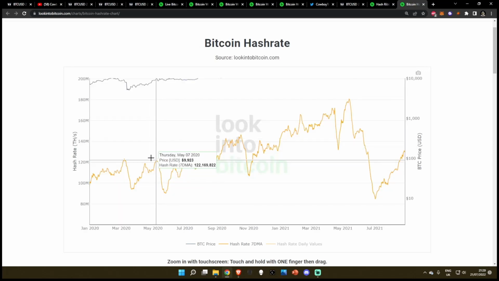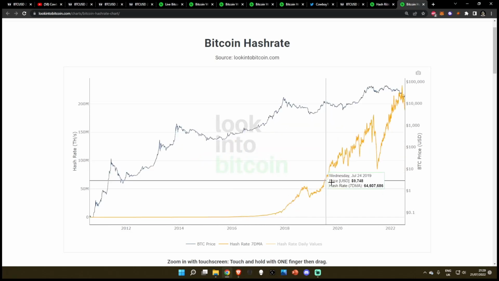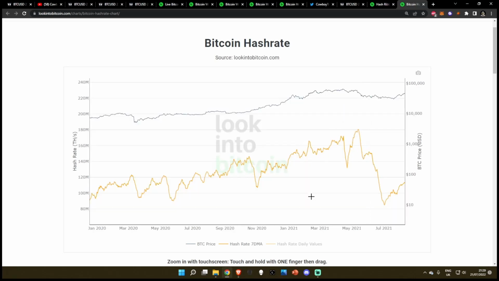You have these massive swings down, swings up, swings down, swings up, swings down, swings up, and when you correlate this over to the price action, you'll sometimes notice the price action is really not as volatile as the hash rate, and that makes sense because the hash rate is a leading indicator for Bitcoin. It takes time to come into effect.